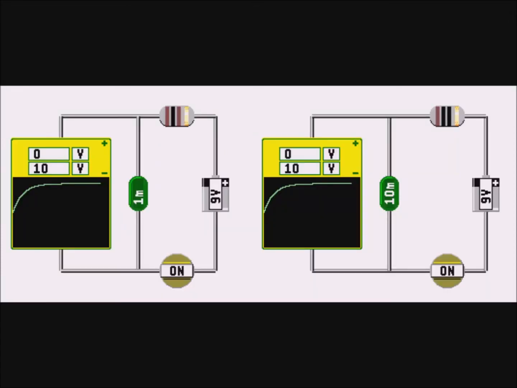On the left we have a 1 millifarad capacitor with a 100 ohm resistor. On the right the capacitor is 10 millifarads while the resistor is 10 ohms. The two circuits produce the identical voltage curve. This tells us that two circuits where the products of resistance and capacitance are the same will have the same voltage curve. Try various resistances and capacitances yourself to verify this point.